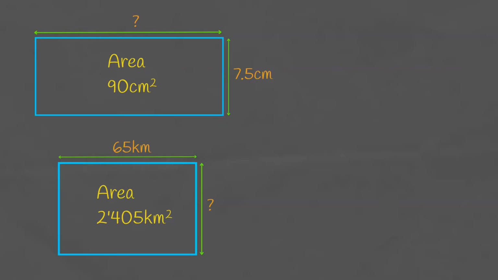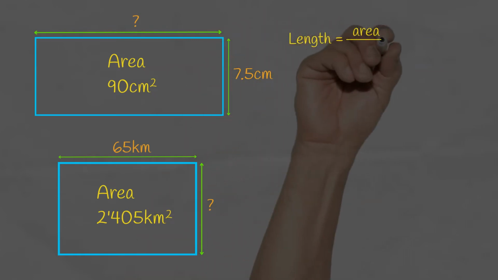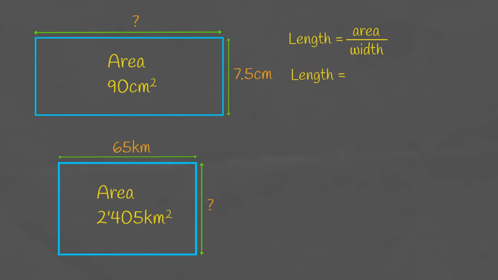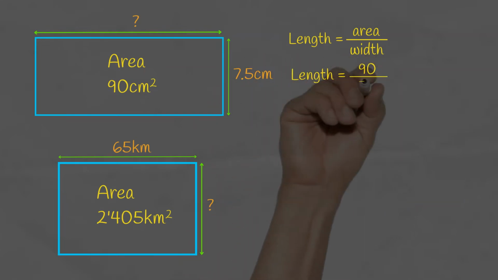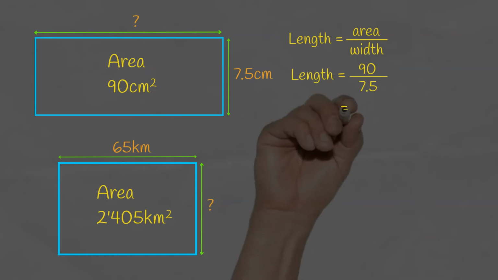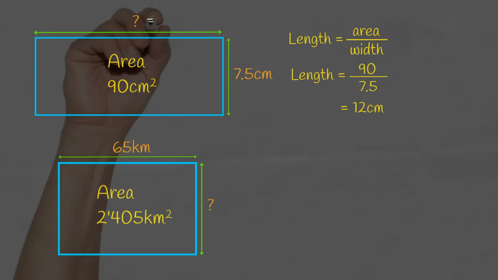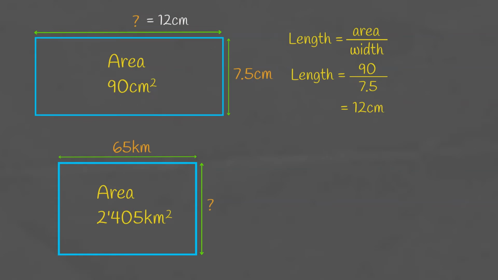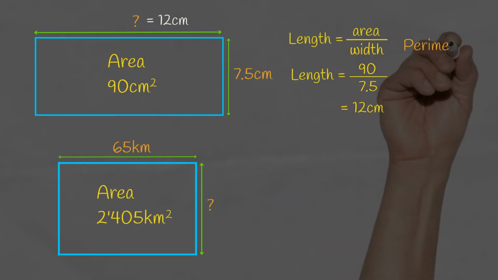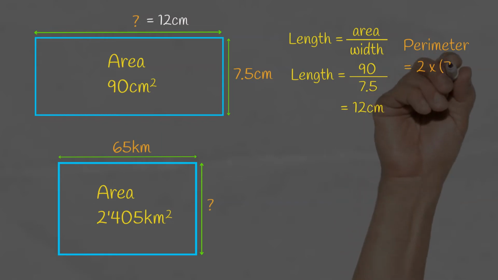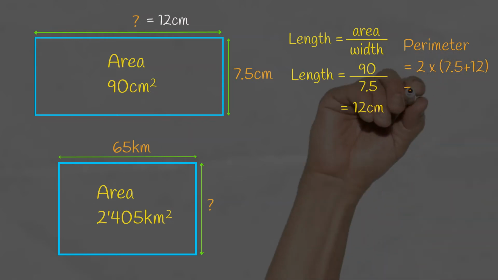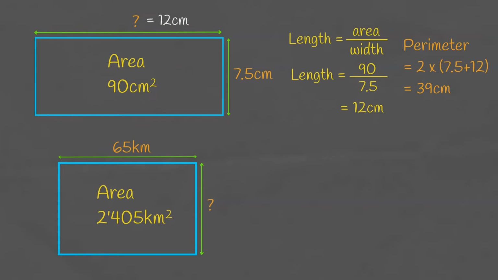Looking at the top rectangle, we first want to check that our units are consistent, and they are. The width is in centimetres and the area is in centimetres squared, so we don't need to worry about changing any units. Now we know that length is area divided by width, so the length here is going to be 90 divided by 7.5, so it's equal to 12 centimetres. So now we have the length of all the sides, we can work out the perimeter, which is the sum of all the sides, or 2 times 7.5 plus 12, which is equal to 39 centimetres.